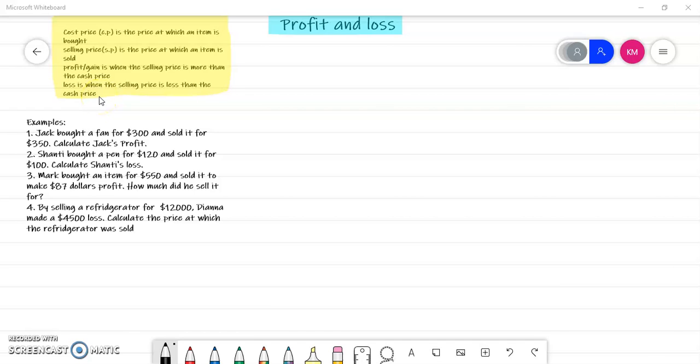So if I go into a store, I purchase an item, the price at which I purchased it is called my cost price. If I decide to sell the item after a couple days, that price that I sold it for is going to be called the selling price, and it depends on whether I sell the item for more than I bought it for. That is going to determine whether I made a profit or a loss. I have 4 examples here in which I'm going to work out my solutions.